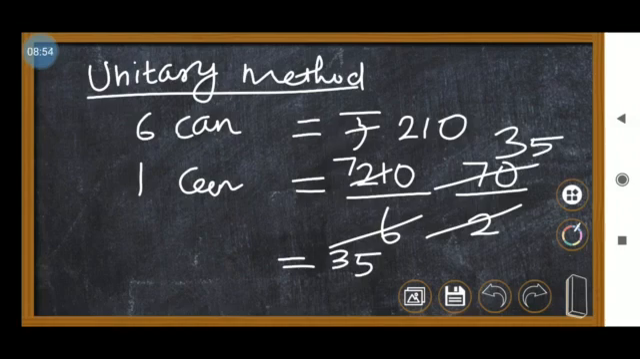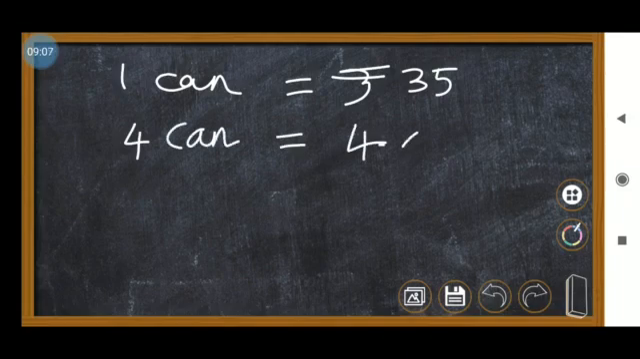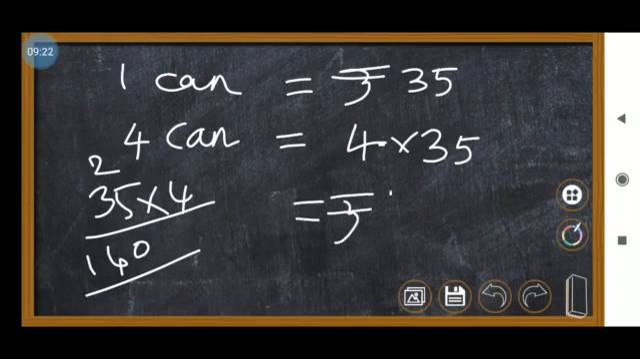So they said to find the value of 4 cans. For 1 can equal to 35 rupees, for 4 cans it is equal to 4 into 35. So how much is 4 into 35? I'll multiply this. 5 4s are 20, 3 4s are 12, so 140. Okay, so 140 rupees. This kind of method is called the unitary method. Now you know the idea about how we can calculate.